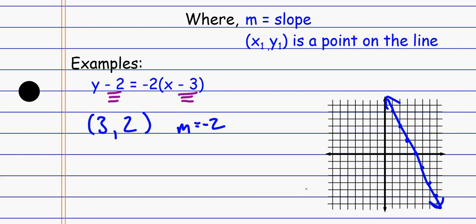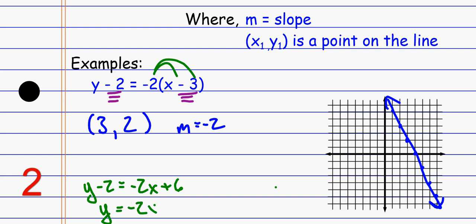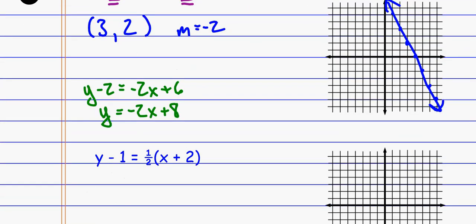The other option here, if you don't remember point slope form, is you could convert this to slope intercept form pretty easily. You distribute this guy and then add that 2 over, all right? And that'll put that in slope intercept form. If you prefer that, that's okay. You could do that. Let's see, it would look like this. Negative 2x plus 6. And then you would add that 2 over to the other side and get a negative 2x plus 8. And that will give us the same line, the same graph that we already have, okay?